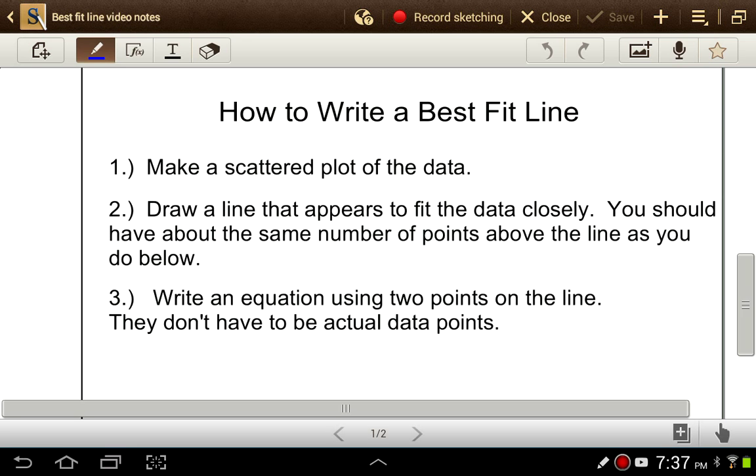They don't have to be actual data points. They can be. So big things you want to look for are either going through 2 points or trying to go through grid lines so that you know the exact point. You're going to use any 2 points on that line, and that's how you are going to write your best fit line. Okay, I have 2 examples. Let's go get started on those.